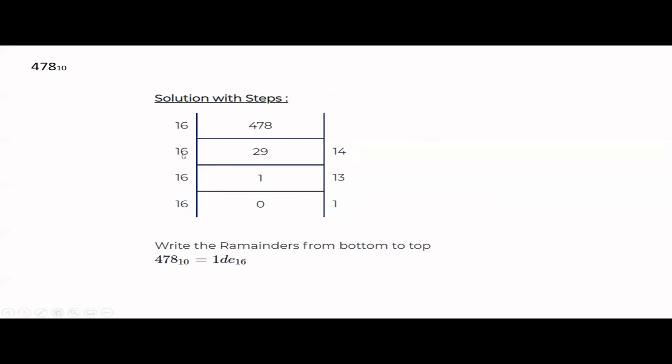So 29, again, you divide by 16. The answer is 1. 1 into 16 is 16. So 29 minus 16 is 13. So 1, you cannot stop here. You have to go another level. So 1, when you divide by 16, the answer is 0 and you have 1 as the remainder. So remember, this 14 is actually letter E and 13 is actually letter D. So here 1DE. You can write it as capital. So 1DE is the answer.